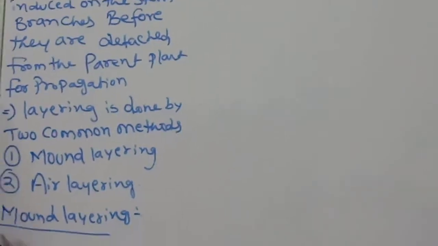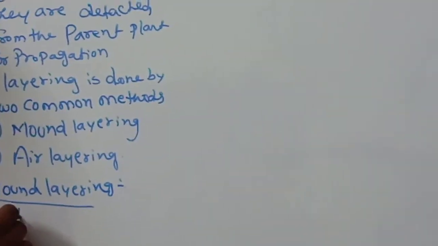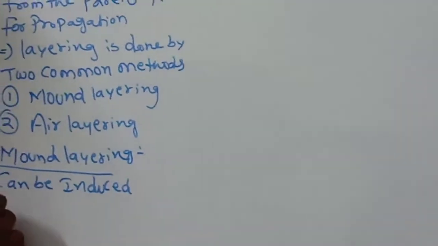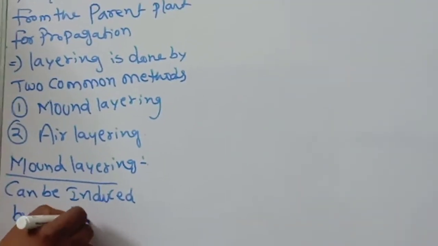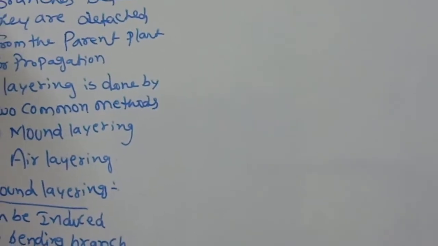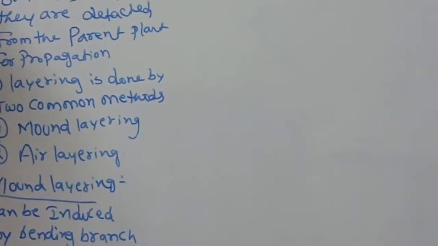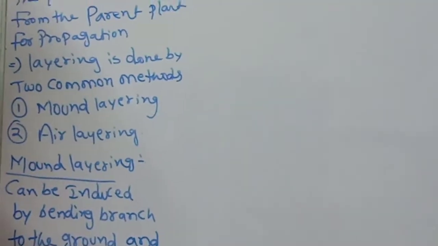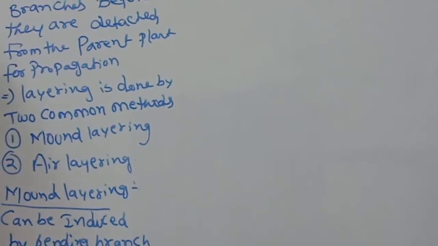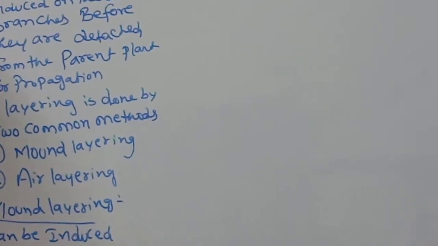Mound layering can be induced by bending a branch to the ground and covering it with moist soil. This is important. Moist soil.